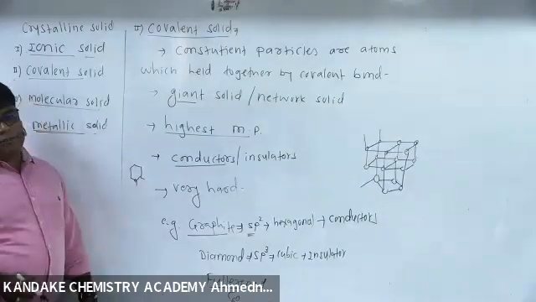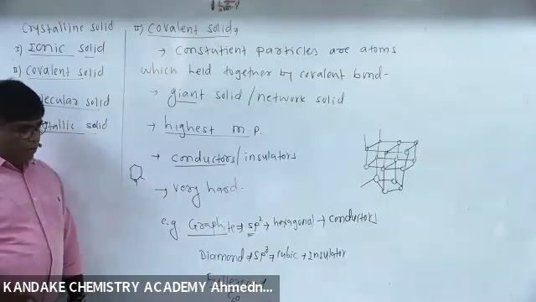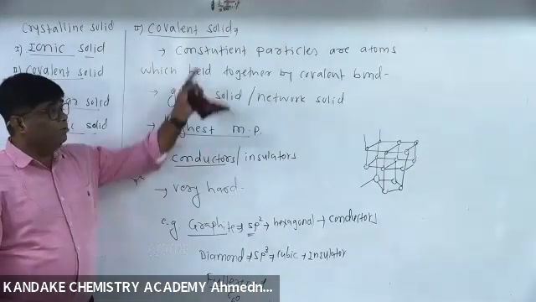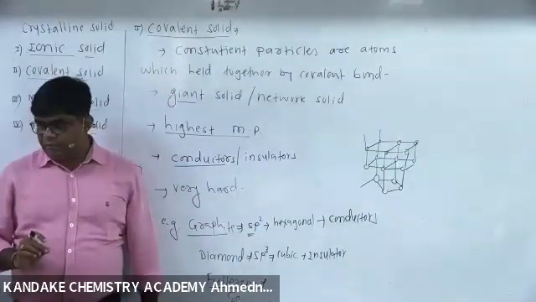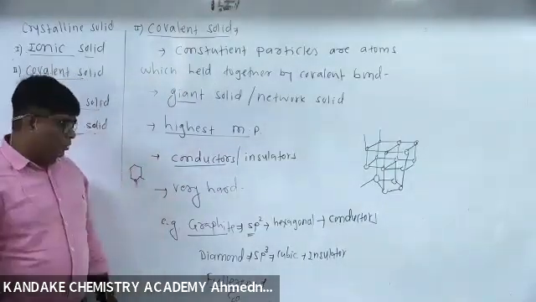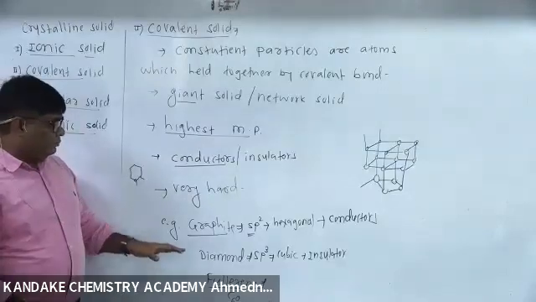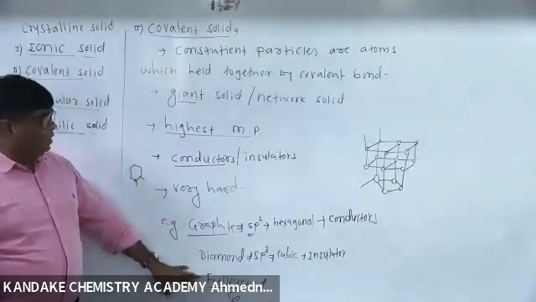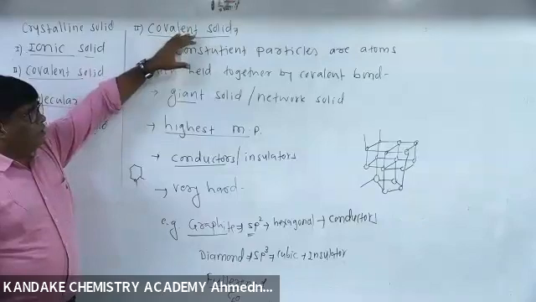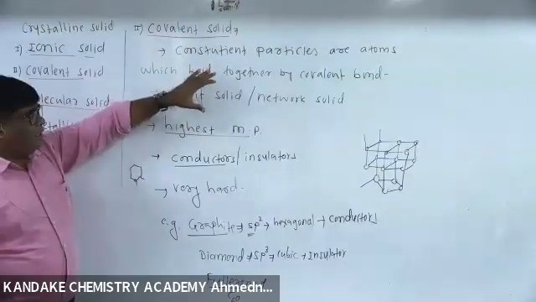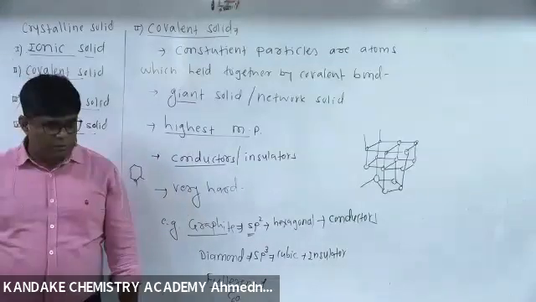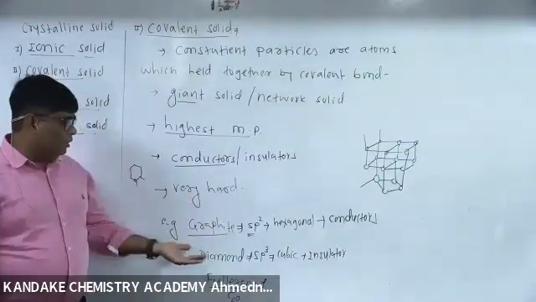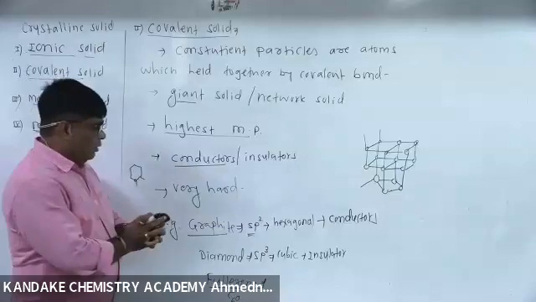And how many carbons does it have? In it, 60. And all these 60 carbons are held together by which bond? So what should we call it? Which solid? Covalent solid. So graphite, diamond, and fullerene, these are the covalent solids. Here constituent particles are atoms which are held together by covalent bonds.